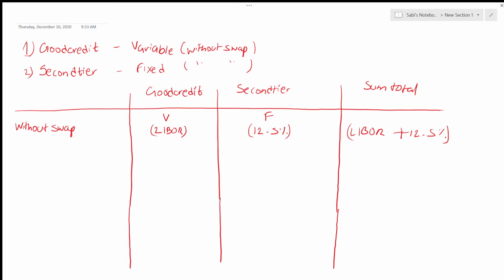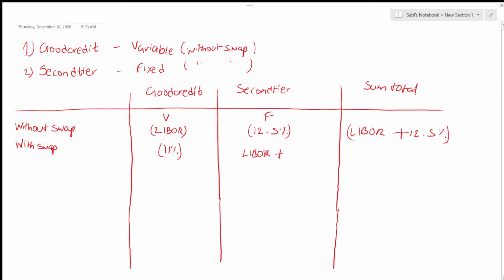Right now comes with swap. So the second line will be with swap. With swap will be what? Without swap, good credit is going for variable. With swap means he will go for fixed rate. It has to be opposite, right? Without and with swap. So now he will be paying at 11%. Again, this is a payment, it will be in bracket, and this one will be paying now at variable.